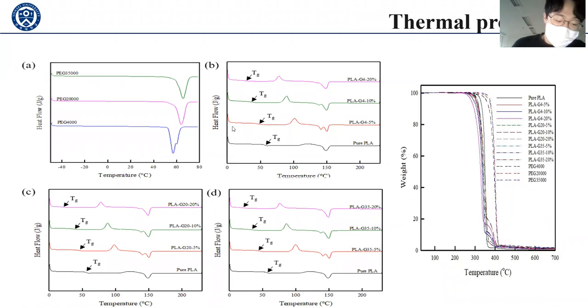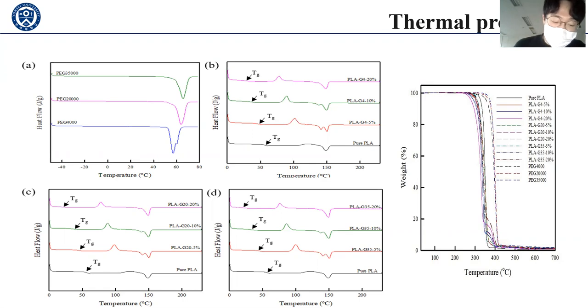Thermal properties of the samples were obtained by DSC and TGA. DSC results show the decrease of glass transition temperature, Tg, by introducing PEGs. The Tg of PLA decreased by introducing PEGs, and the Tg decreased with increasing PEG contents. The reduction of Tg is attributed to an increase in chain mobility affected by PEG.